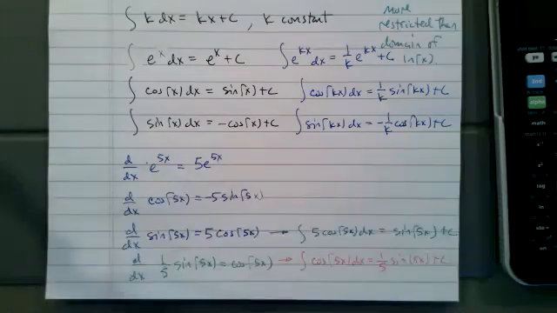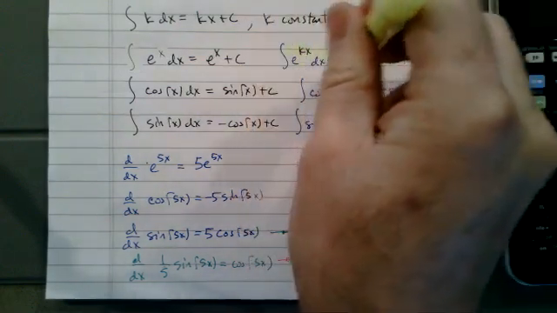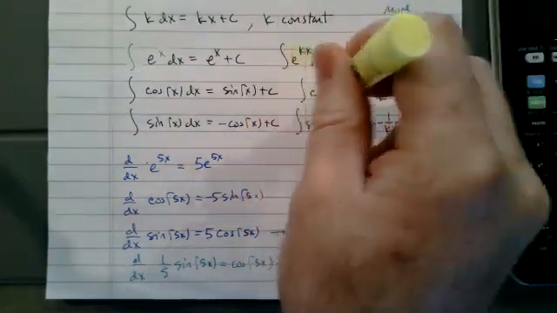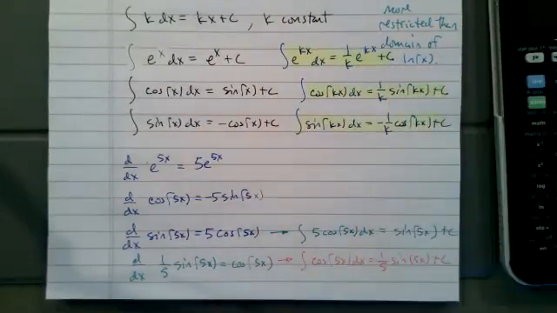Any questions? So this will be the important version to remember. The integral of e to the kx is 1/k e to the kx plus c. Any questions?